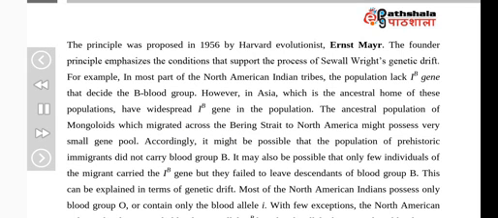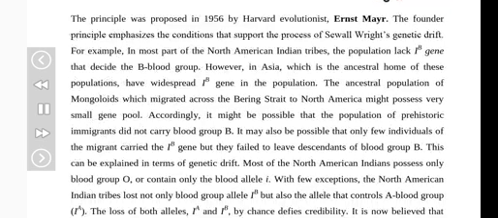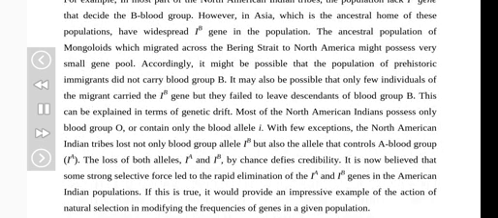For example, in most parts of the North American Indian tribes, the populations lack the IB gene that decides the B blood group. However, in Asia, which is the ancestral home of these populations, the IB gene is widespread in the population. The ancestral population of Mongoloids which migrated across the Bering Strait to North America might have possessed a very small gene pool. Accordingly, it might be possible that the population of prehistoric immigrants did not carry blood group B. It may also be possible that only a few individuals of the migrants carried the IB gene but they failed to leave descendants of blood group B. This can be explained in terms of genetic drift.